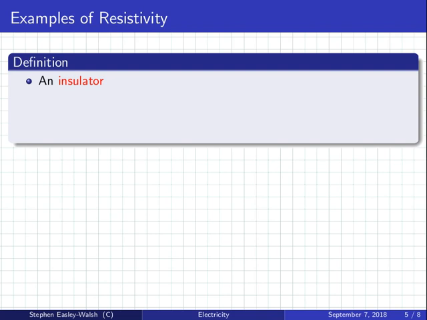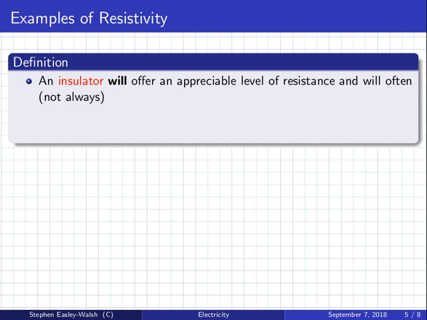All right. So an insulator. What would you give as a definition of an insulator? You know this word from chemistry, I think. What would you say an insulator is if we were talking about electricity? No free electrons. Yeah, you don't even have to make it that fancy. You could just talk about the resistance. You could say it's high resistance, which amounts to saying not many free electrons. So an insulator will offer an appreciable level of resistance and will often have a high level of resistivity.